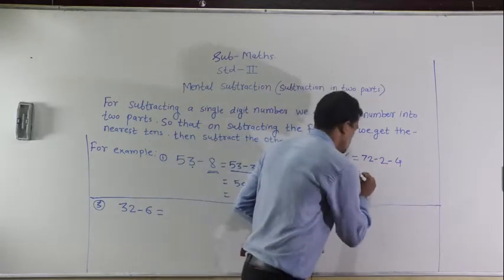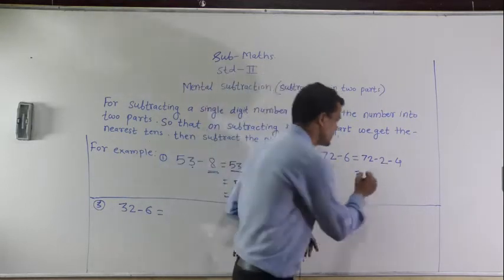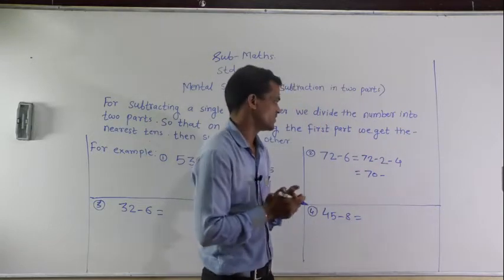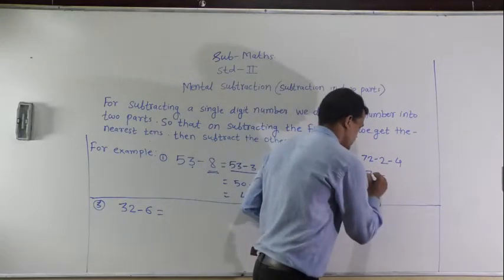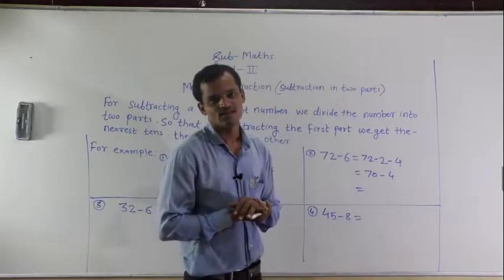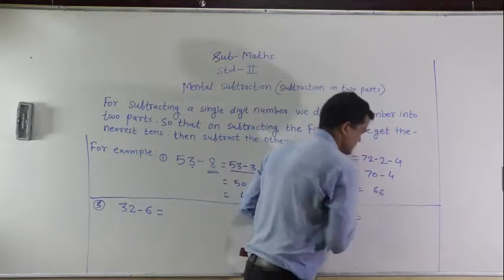Now do the subtraction. 72 minus 2 is 70, and next part, subtract further, okay? Then 70 minus 4 is 66. 66, okay?